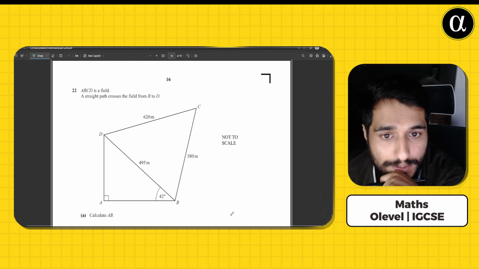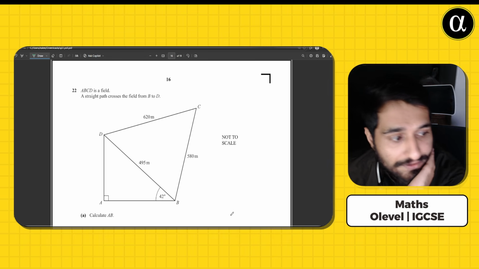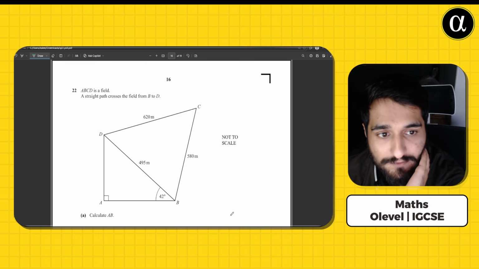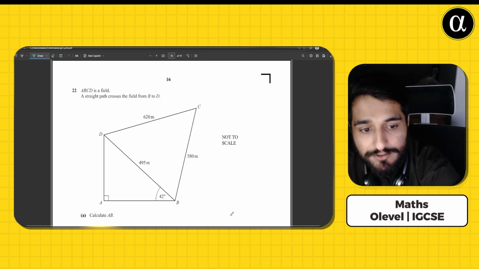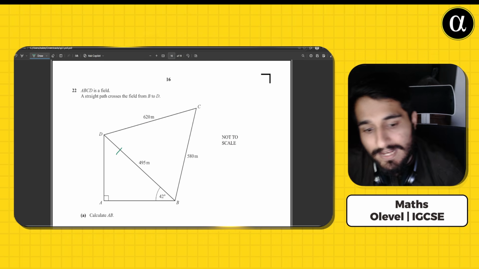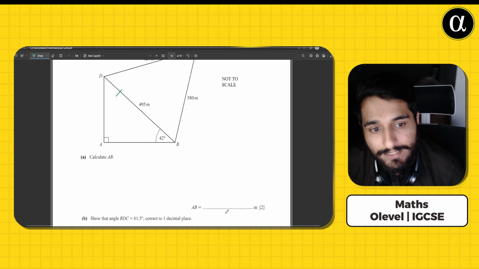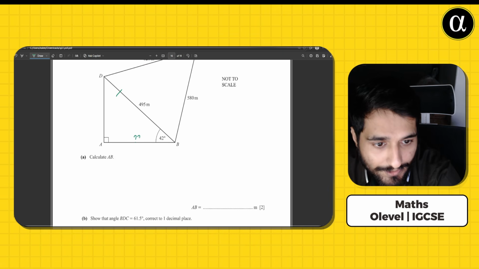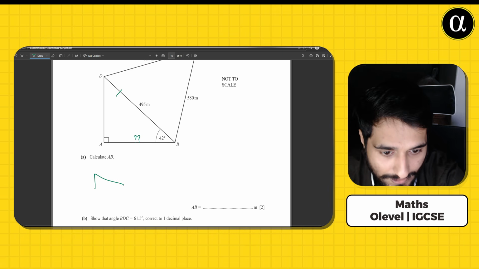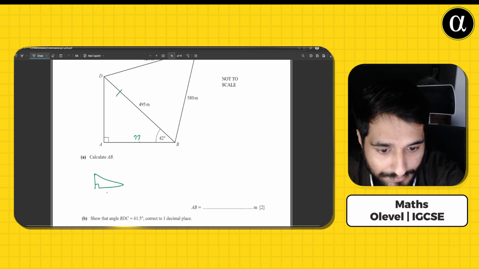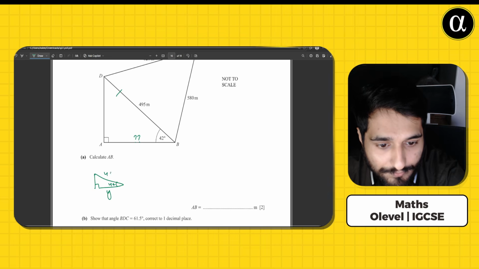Question 22. Question 22 says that ABCD is a field. A straight path crosses the field from B to D. Now this path B to D, and it says calculate AB. Now how do we calculate AB? It's this line that we're supposed to find, and we know that this is a right angle triangle where this value is unknown. Let's name this Y. This angle is 42 and then this is 495.